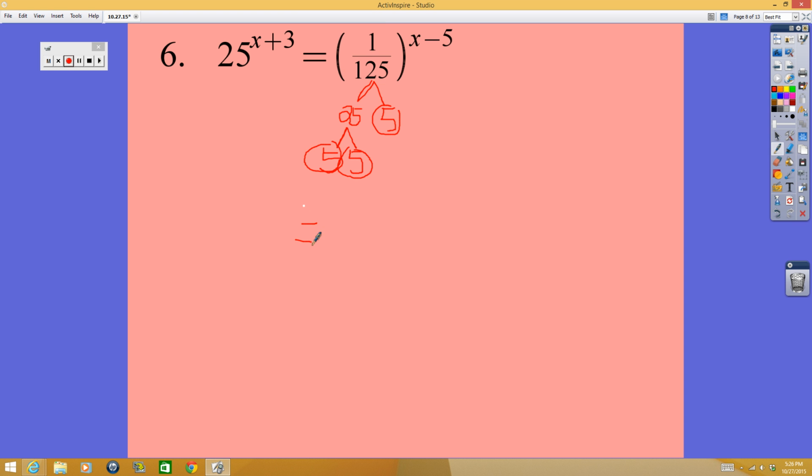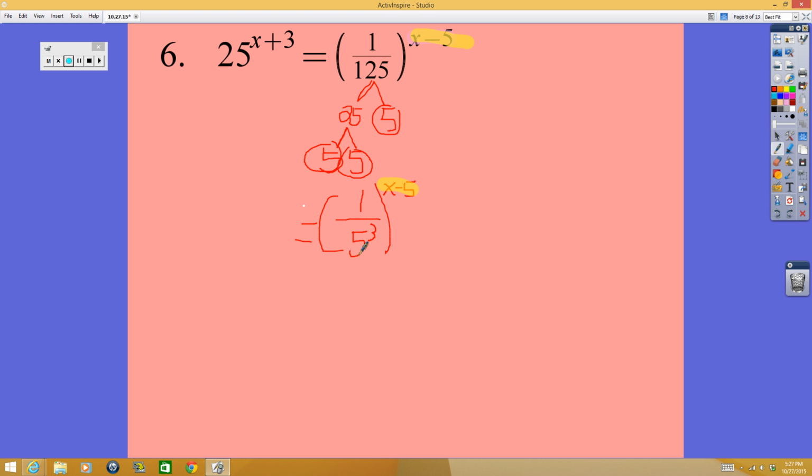So I'm going to rewrite it. Equals. It's going to be 1 over, because I did absolutely nothing with that. 5 to the third. And I've still got this x minus 5 outside. And we'll use a different color. So let me write that here. X minus 5.